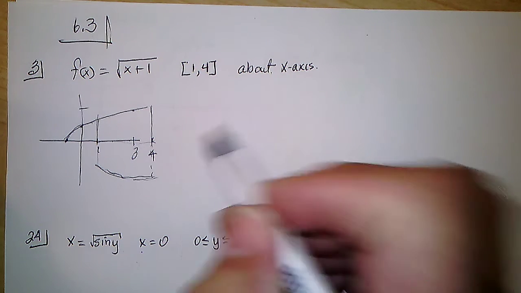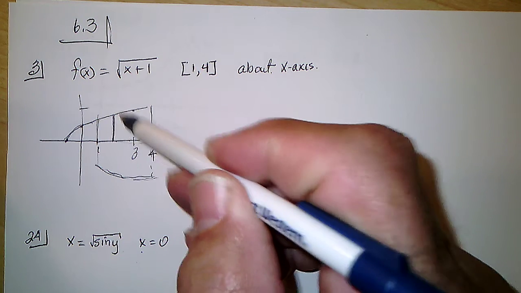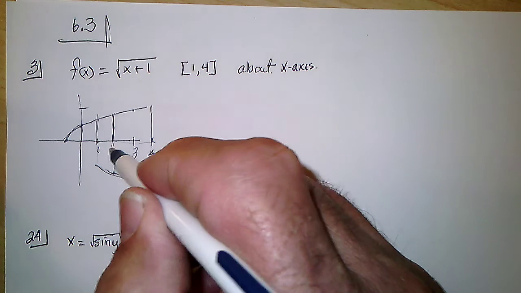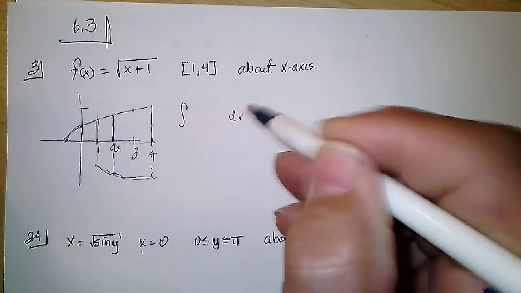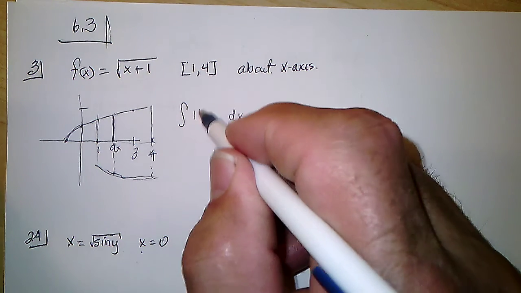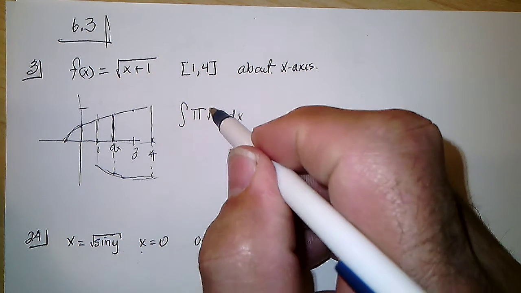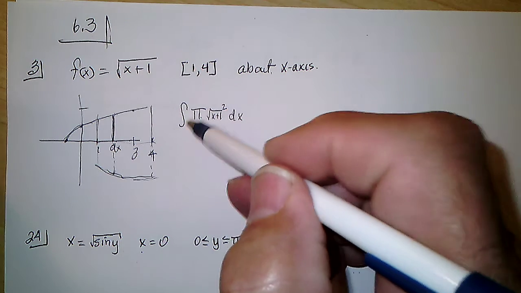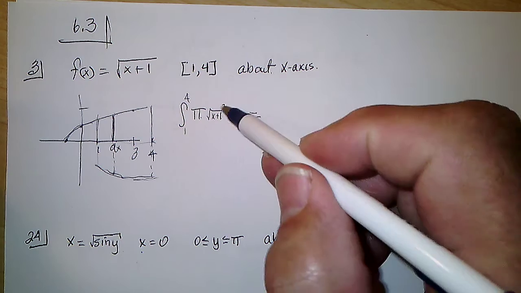And a slice perpendicular to the axis would be in this direction. Spun around, it would end up down here. The thickness of the slice is going to be dx. So we're going to have the integral, dx, and it's going to be pi r squared. There's no hole in the middle of this, so it's just pi r squared. Pi, the radius is y, but y is the square root of x plus 1, pi r squared from 1 to 4. Well, that square root squared is just x plus 1.